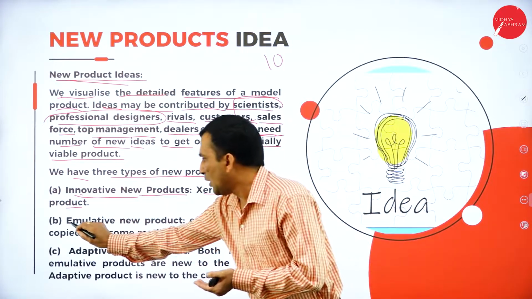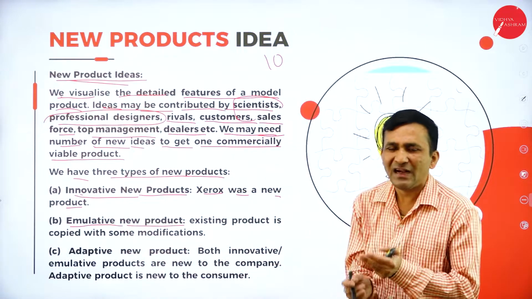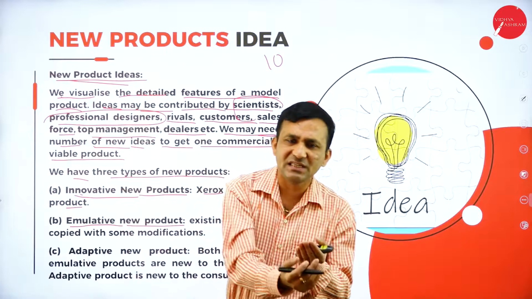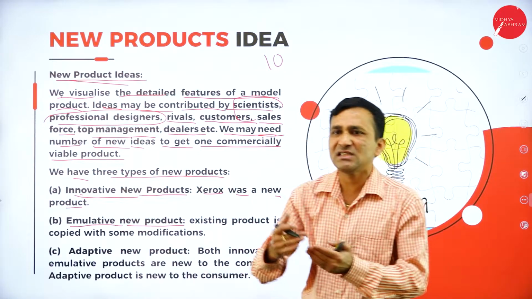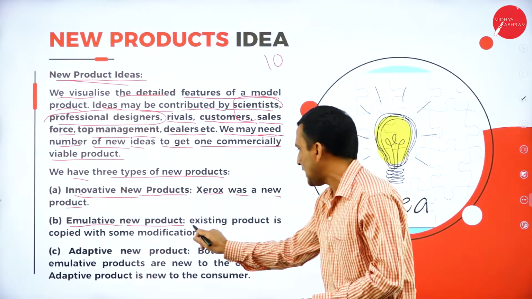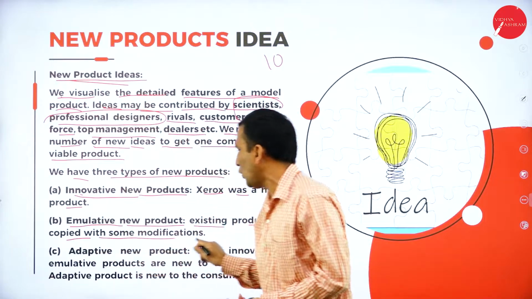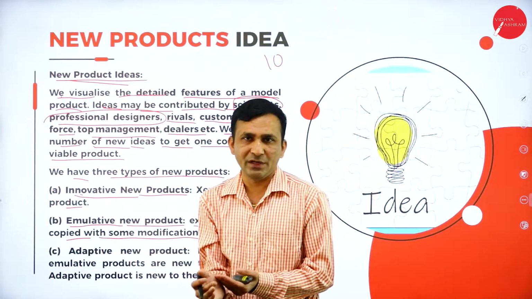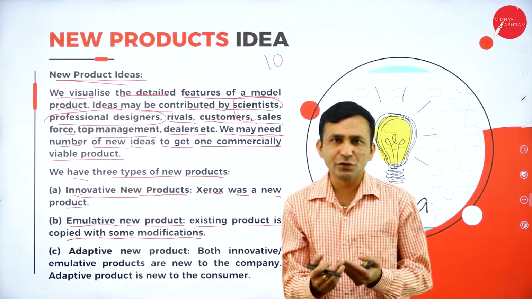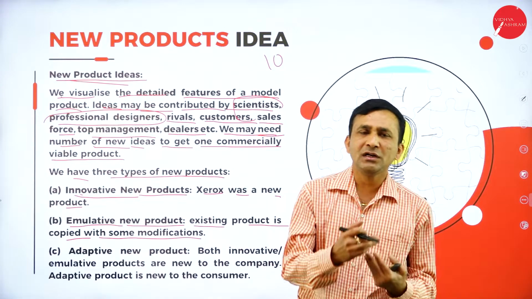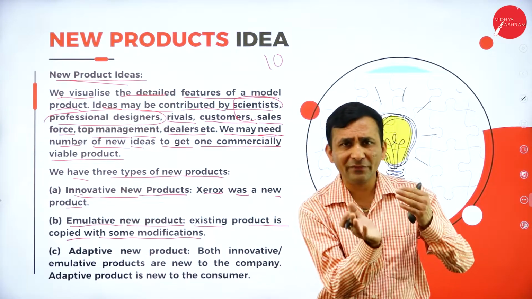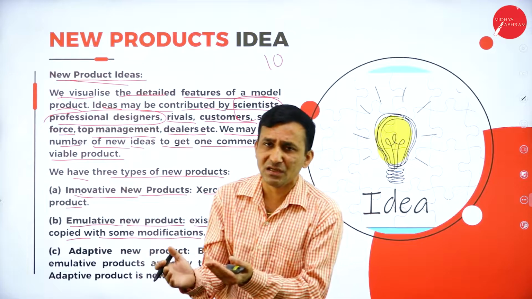Clear? Now next, the emulative new product. That means an existing product, whatever is there, with slight modification, either in the design, the quality, or the packing. When we modify an existing product, that existing product is copied with some modification. If you take the example of the old Santro, now it is modified, right? Because of using BS6, the old Hyundai Santro is now coming as a new brand. Whatever is in the existing product, slight modifications are done.